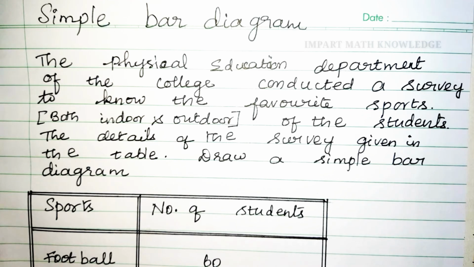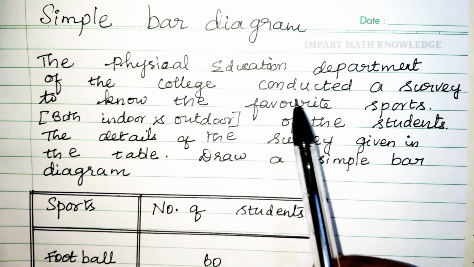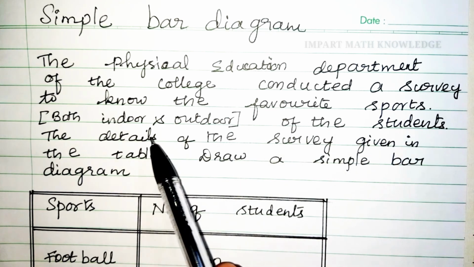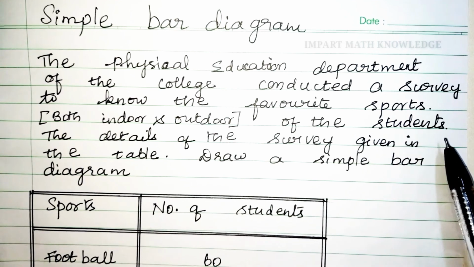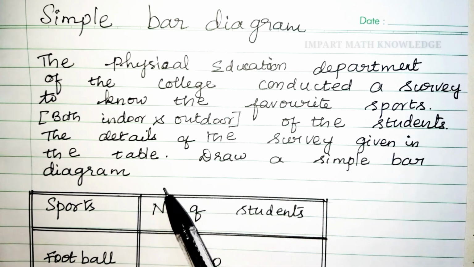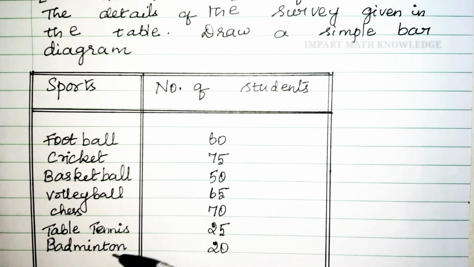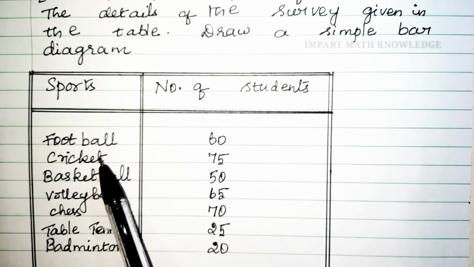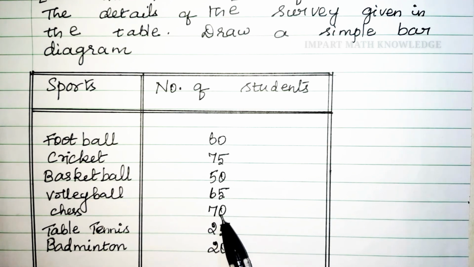Now I am going to explain the simple bar diagram through a simple example. The Physical Education Department of the college conducted a survey to know the favorite sports, both indoor and outdoor, of the students. The details of the survey are given in the table. Draw a simple bar diagram. Here some sports and the number of students are given. For 60 students, the favorite game is football. For 70 students, the favorite game is chess. Like that, the details are given. We have to draw a simple bar diagram for this data.